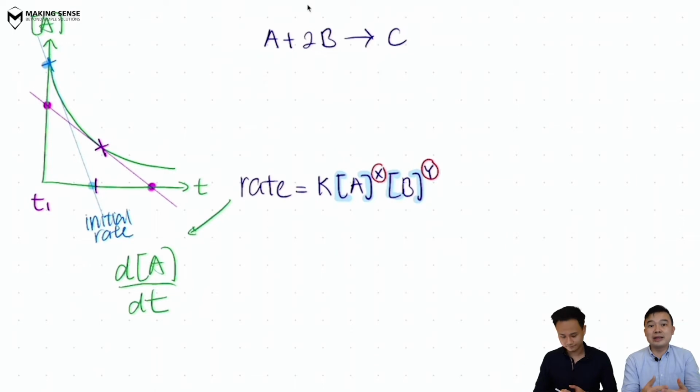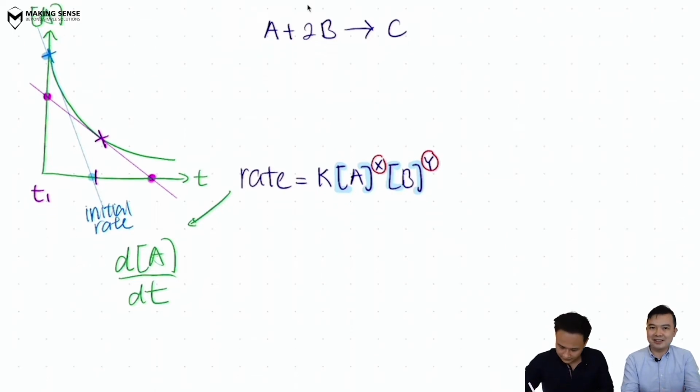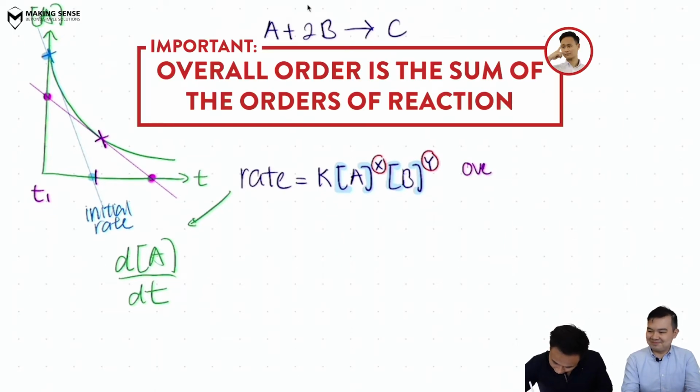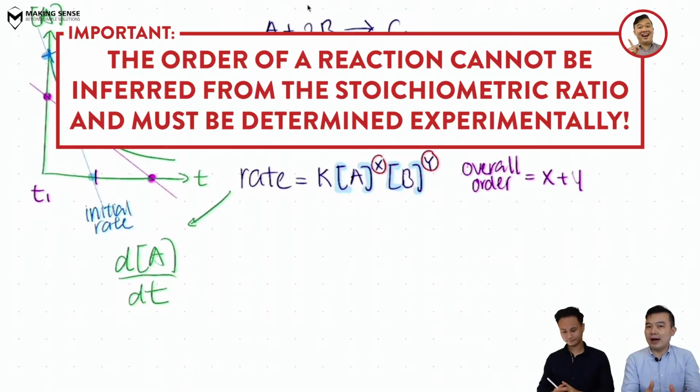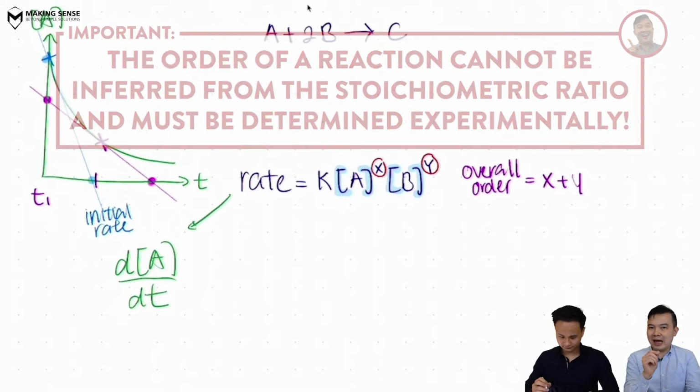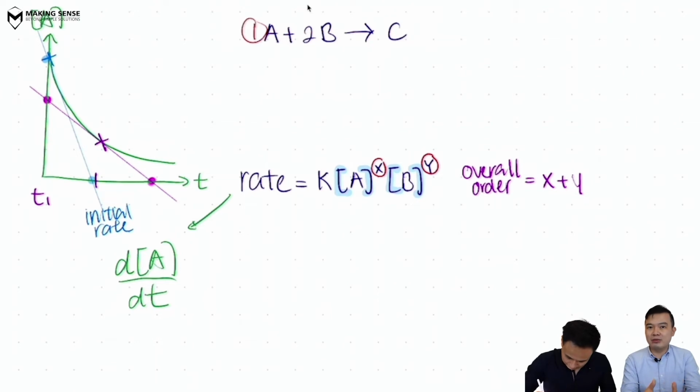That's right. Now, there's one thing called the overall order. What is that, Mr. Tim? So the overall order is just the sum of the orders, so the overall order is just x plus y. That's right. Now, one very important thing that you must remember is that this x and y are not related to the stoichiometry, with only one exception that I'm going to tell you later on. But in general, x and y are always determined experimentally. And of course, later in today's video, we're going to show you how this is done.